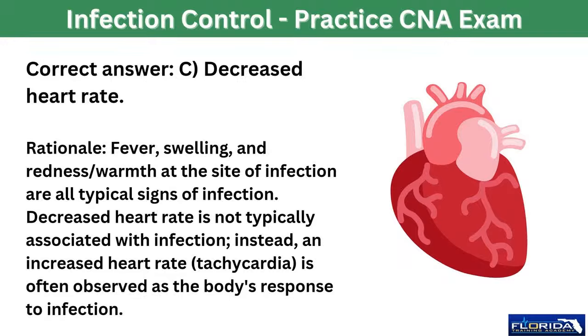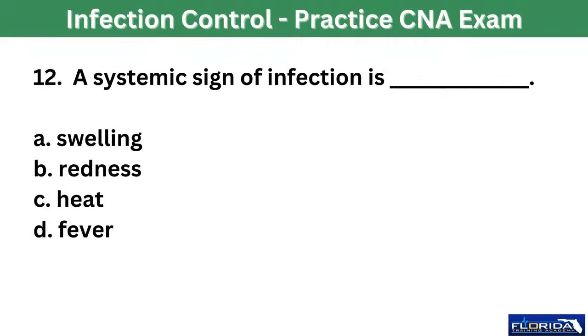C. So the rationale: fever, swelling, redness, and warmth at the site of infection are all typical signs of infection. But decreased heart rate is not typically associated with infection. Instead, an increased heart rate, also referred to as tachycardia, is often observed as the body's response to infection. So with infection, the heart rate goes up and the temperature also increases.